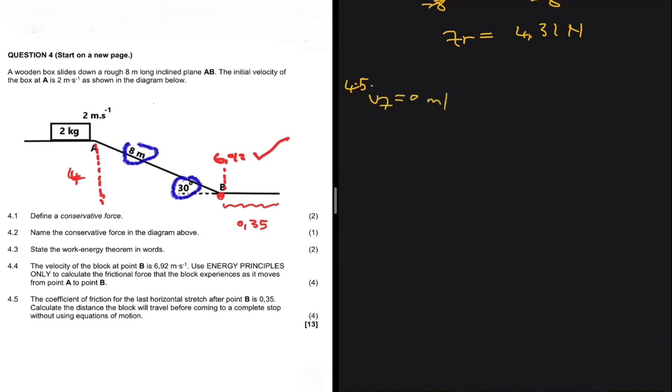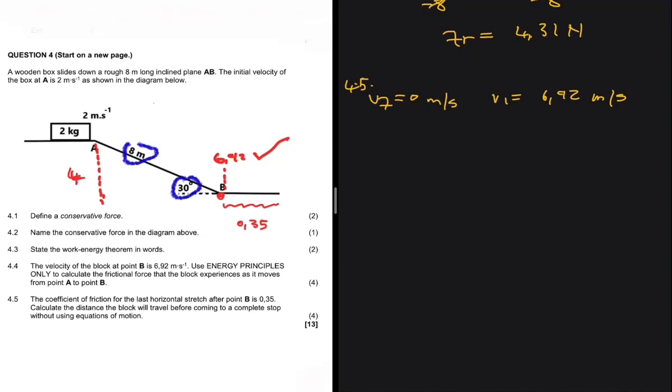But then that's not all we have. We also know that Vi is equal to 6.92 meters per second for that part of the motion. It was Vf from point A to B, but from point B to a complete stop, it is now Vi, right? And then what else do we have? We have the coefficient, which is equal to 0.35. So let's go ahead and set up our equations and see what we can do here.